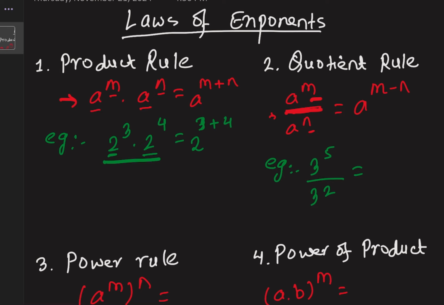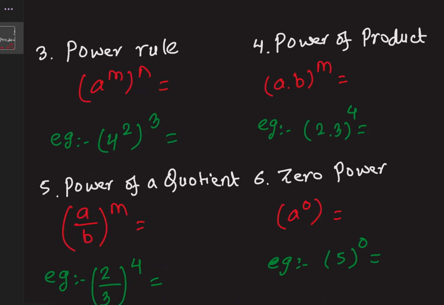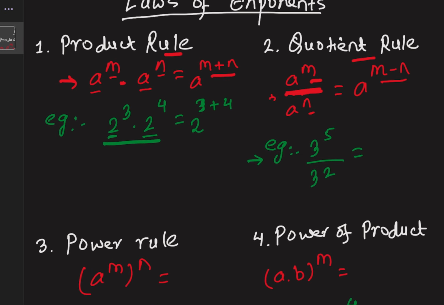So compare the difference between the product rule and the quotient rule here. In the product rule, when we have the product sign, the powers get added, but in the quotient rule, when we have the division sign, the exponents get subtracted. That's the difference between them. Here is one example that says 3 to the power 5 divided by 3 to the power 2. So we can write this as 3 to the power 5 minus 2.